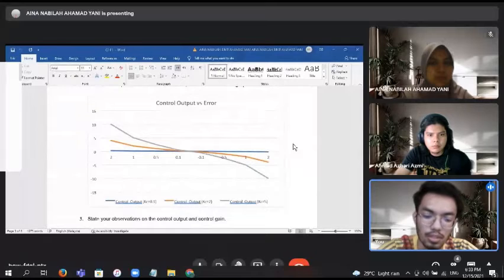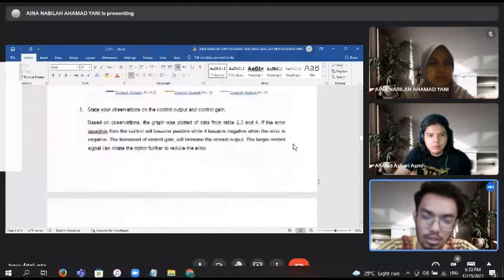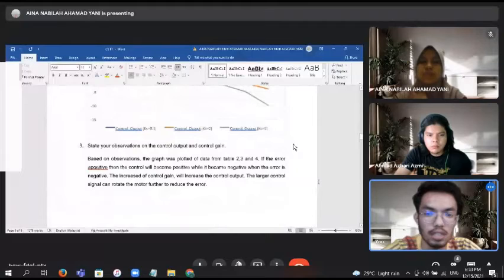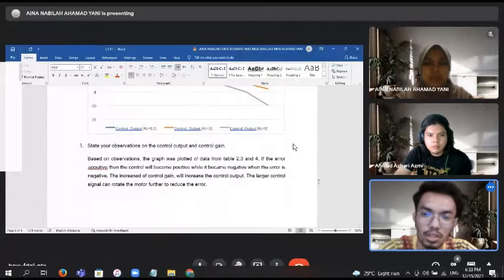For the observation of the control output and control gain, the graph was plotted based on data from tables 1, 2, 3, and 4. If the error is positive, then the control output will become positive, but it becomes negative when the error is negative. The increase of control gain will increase the control output. The larger control signal can rotate the motor further to reduce the error.